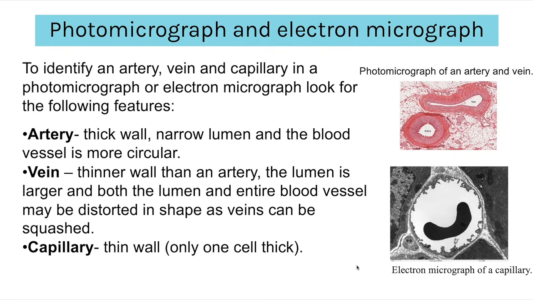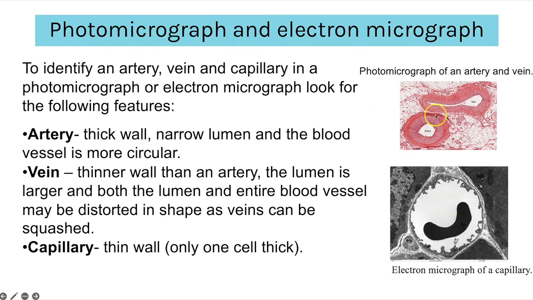So here we can then see some of those differences that we were talking about. And this is one skill that you need to know how to do, and that is identify an artery, vein and capillary on either a photomicrograph or an electron micrograph. And that's what we can see here. So a photomicrograph is an image taken using a light microscope or from a light microscope. An electron micrograph is an image from an electron microscope.